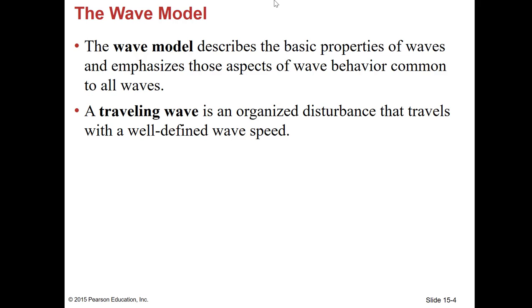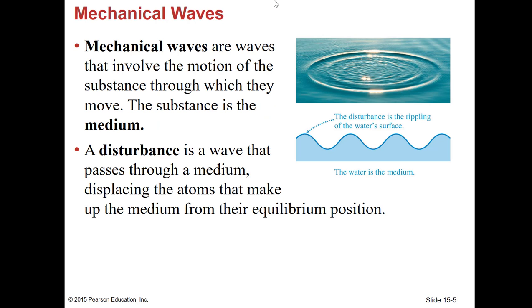We will be focusing on transverse waves. So a traveling wave is an organized disturbance that travels with a well-defined wave speed. So it's a nice uniform wave propagating through space, through a medium, really, I should say. So mechanical waves are waves that involve motion of a substance through which they move. So the top picture here, this is a mechanical wave. There needs to be an actual substance that it propagates through. So what it's propagating through is called the medium. There are electromagnetic waves, which we don't talk about in this class. They don't need anything to propagate through, but mechanical waves do.